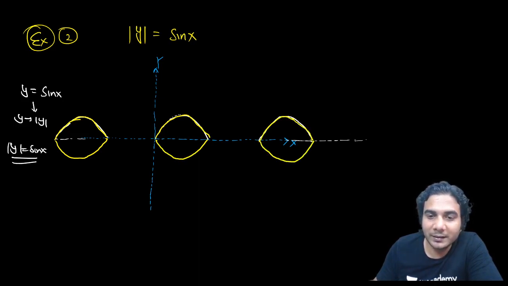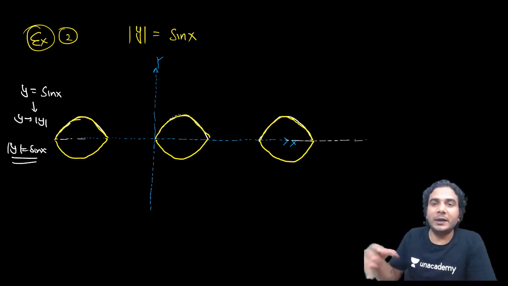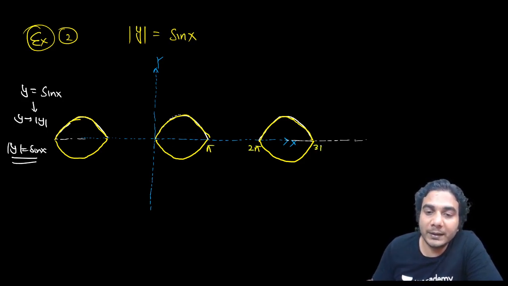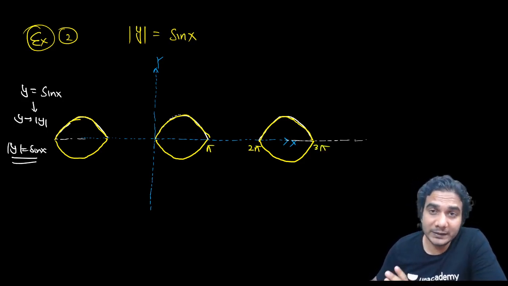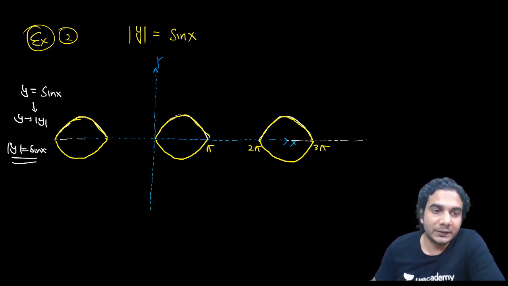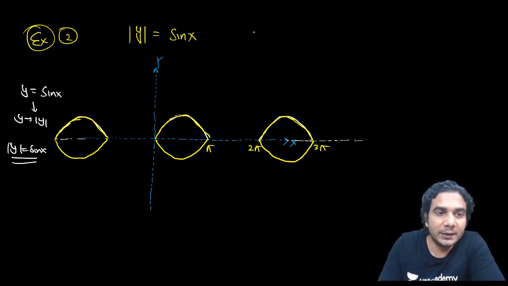Now this kind of graph will keep repeating, right? So from 0 to pi, this will be the graph, and from pi to 2 pi there's no graph. Then 2 pi to 3 pi there will be graph. Then 3 pi to 4 pi there's no graph. Then 4 pi to 5 pi it will be a similar graph. Then 5 pi to 6 pi there will not be any graph. So it will keep going like that. It's a periodic function, so the period will remain 2 pi. I hope you got it. Now let's do one more example.